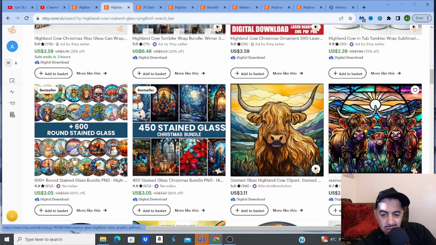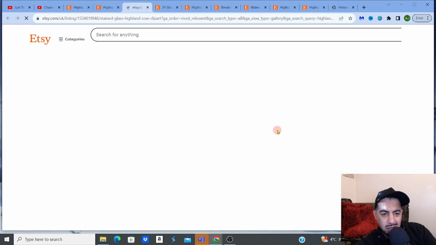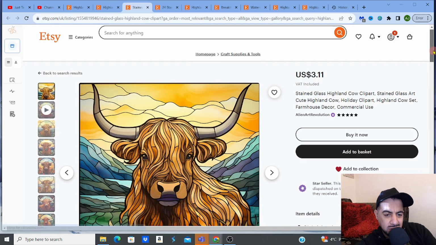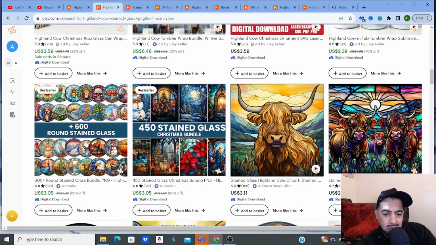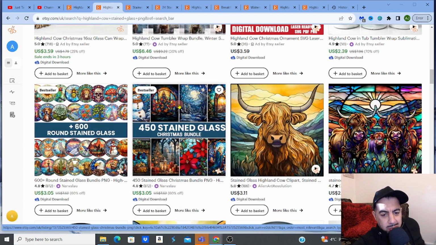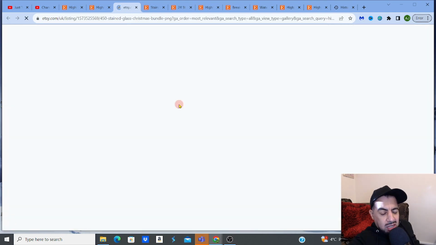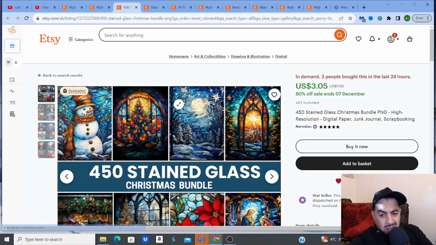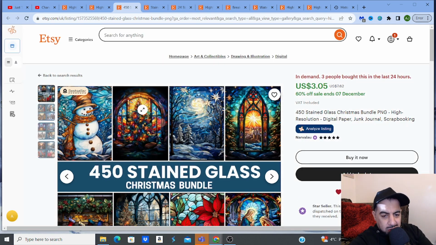Look at this. This is a whole square clipper Highland cow, which people sell. This is another one. So something to be aware of. And this doesn't just have to be for one particular niche. You can see, look, this is the stained glass bundle where they've done it for a Christmas bundle. But it's a whole stained glass bundle.